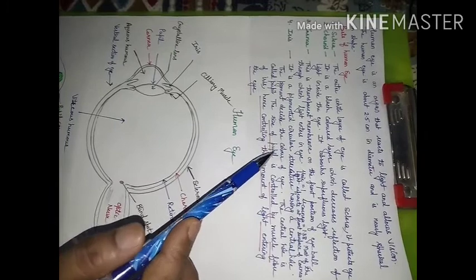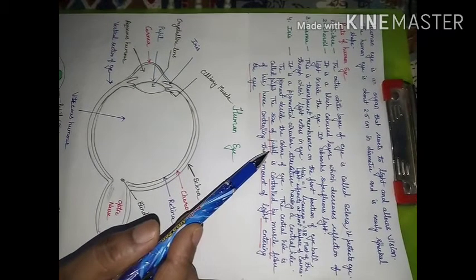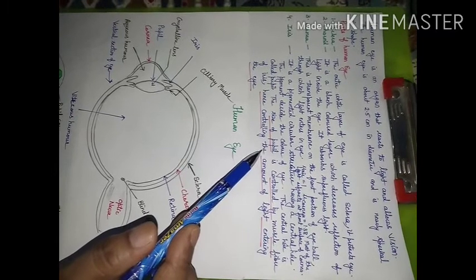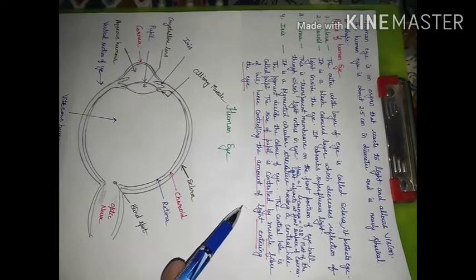What is the function of the iris? The function of the iris is to control the size of the pupil. And what is the function of the pupil? The function of the pupil is to control the amount of light that is entering our eye. How does it happen?